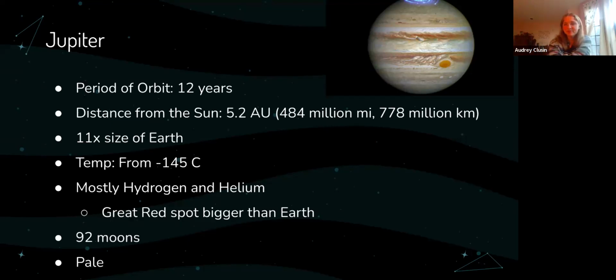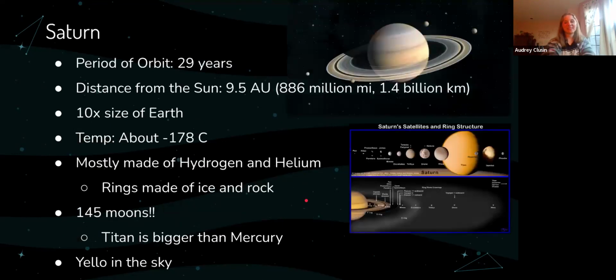Anyways, Jupiter also has 92 moons, and if you want to look for it in the sky, it's very pale. Sorry, I'm just trying to speed through these because it's a little bit late.